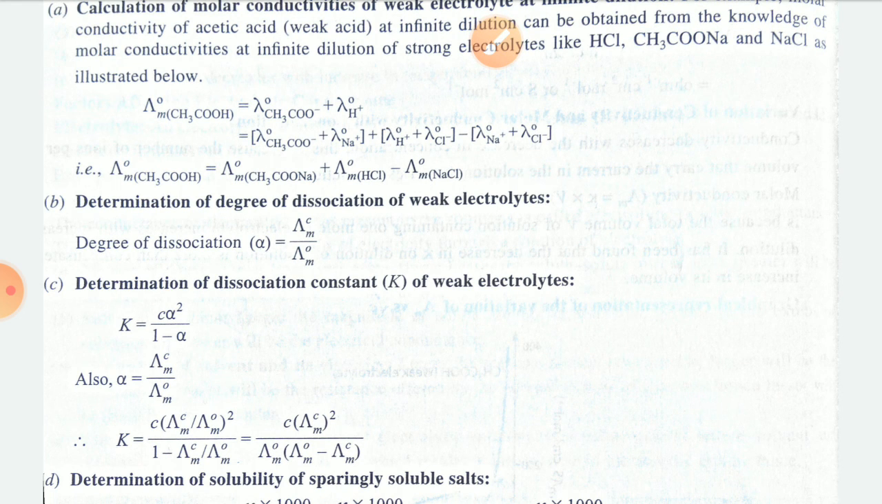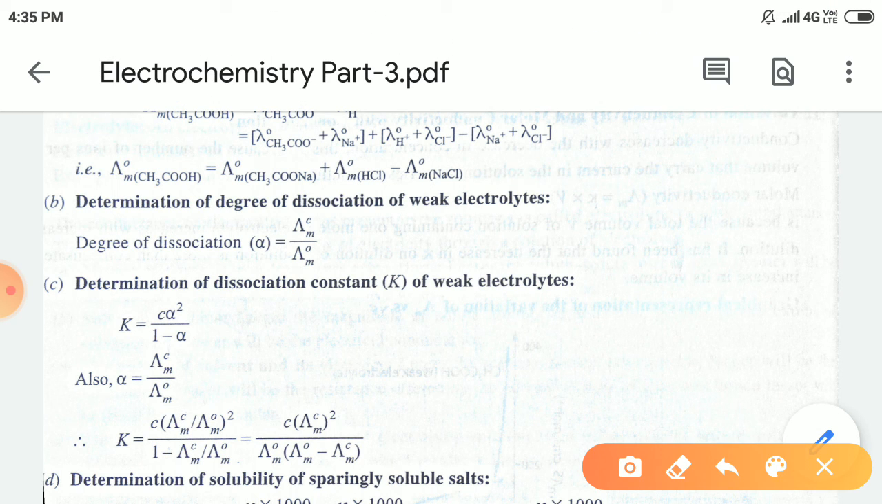Second is determination of degree of dissociation of a weak electrolyte. As we know, degree of dissociation alpha is equal to lambda m upon lambda m at infinite dilution. After obtaining the value of degree of dissociation, we may also calculate the dissociation constant, that is K. So now, determination of dissociation constant of a weak electrolyte.